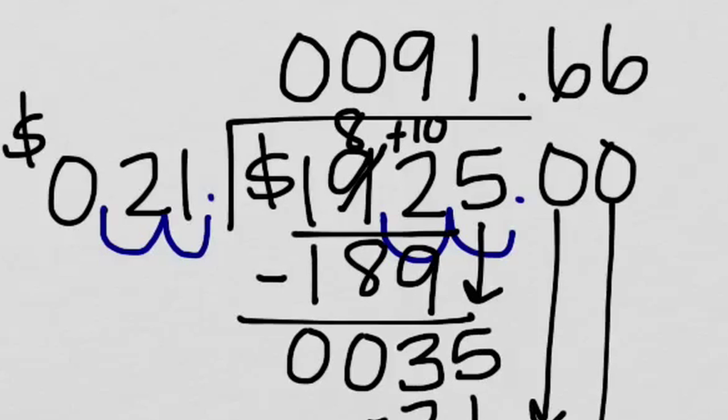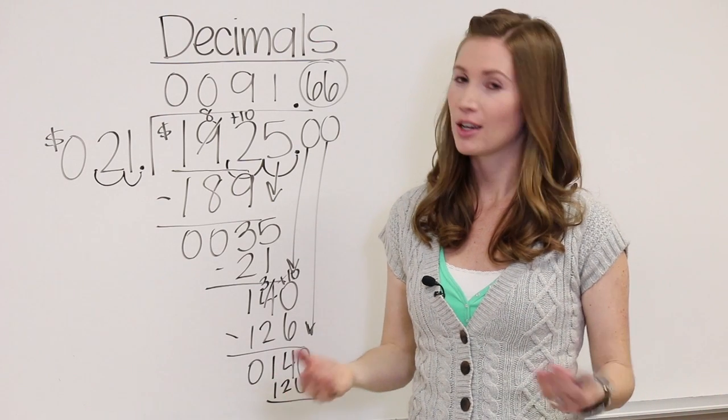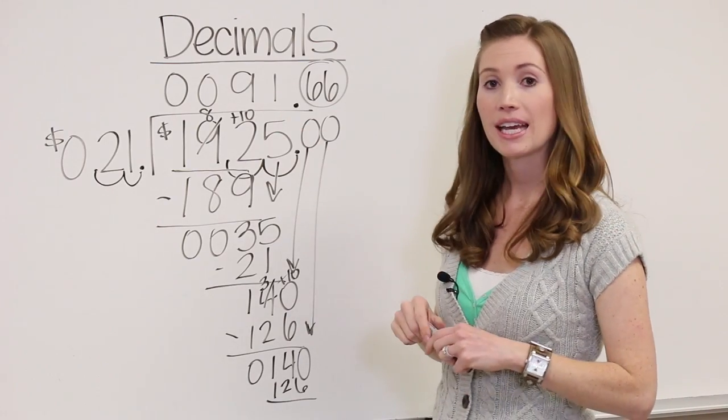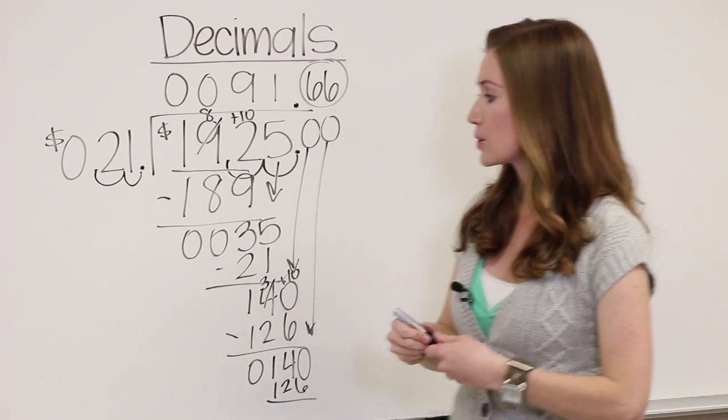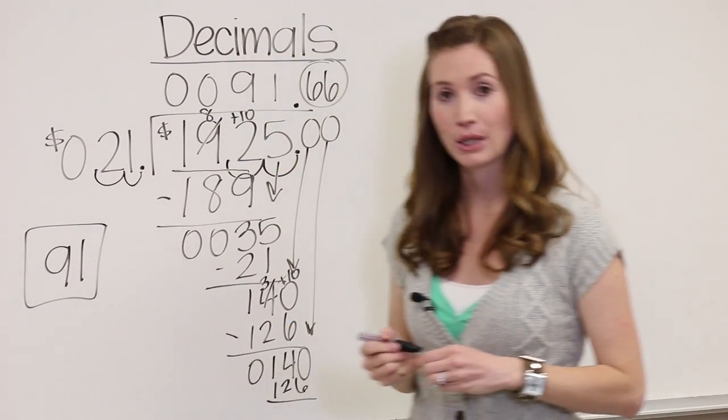Can they afford to buy part of a balloon? Do you ever buy part of a balloon? No. So our whole number in our quotient is 91. So that means that Roxy and Benji can buy 91 balloons. Great job.